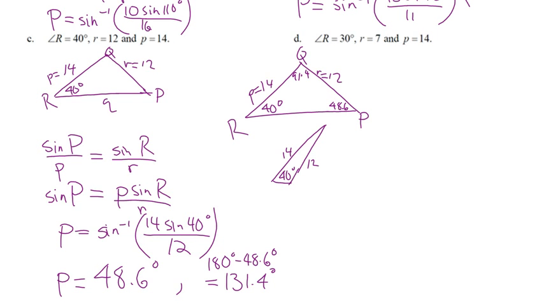And, matter of fact, let me clear the bottom of this because I won't be able to write in. Okay, that's 40 degrees. This is 131.4 degrees. These two add up to 171.4. So this will be 8.6 degrees. Okay, so that's the other possible triangle.